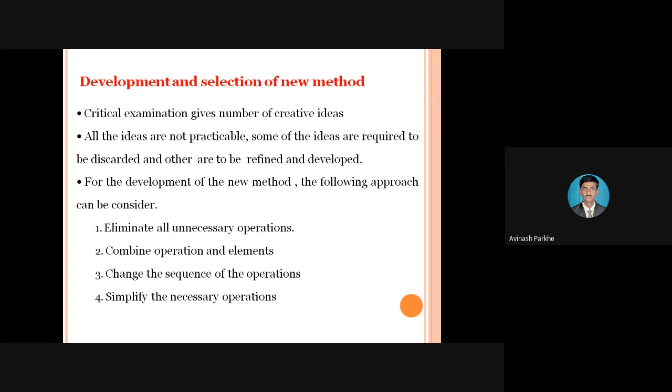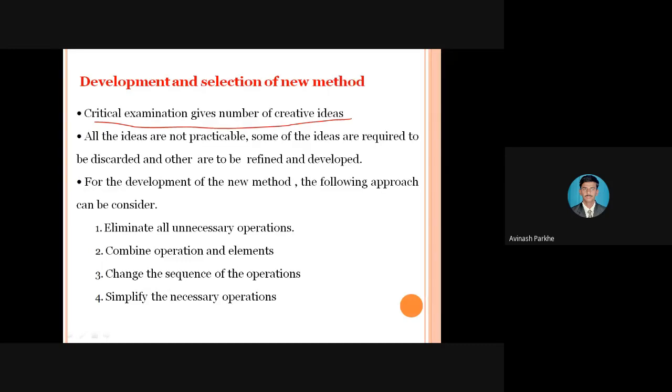So here I have written the critical examination. It gives a number of ideas. The critical examination is one of the recording techniques. Through this critical examination, you will get a number of ideas, but out of whatever ideas are available, some ideas are acceptable, some ideas we have to reject, and in some of the ideas you have to go for modification. Critical examination will give a number of ideas, but out of that, some ideas can be directly accepted, no problem. In some of the ideas we have to go for modification. Some of the ideas we can directly reject.